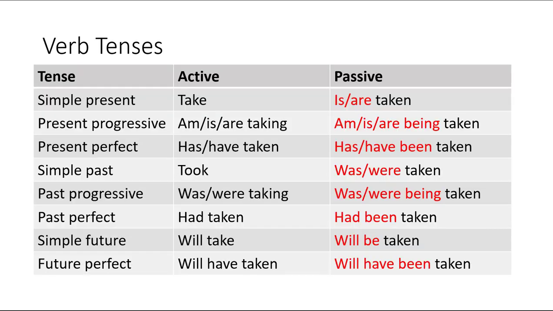This slide covers verb tenses in active and passive voice. Notice how the verbs in red are all the be verb conjugated for the verb tense. However, the past participle remains the same regardless of the verb tense. Use this chart as a reference for your exercises.